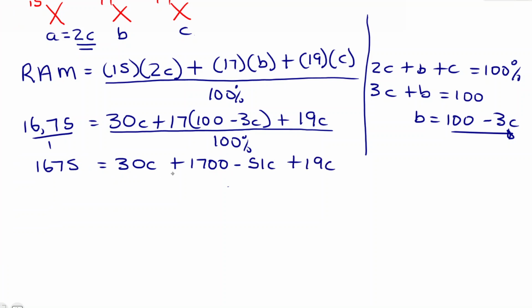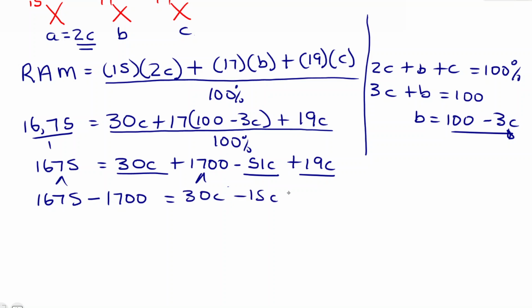So we have now like terms: this one and this one and that one. These are your like terms. Let's take the like terms and group them together. I'm going to leave the C's on the right and take the constants to the left. So 1,675, I'm going to minus this 1,700, equals 30C minus 15C plus 19C. So I have to add all of these now and subtract those ones.